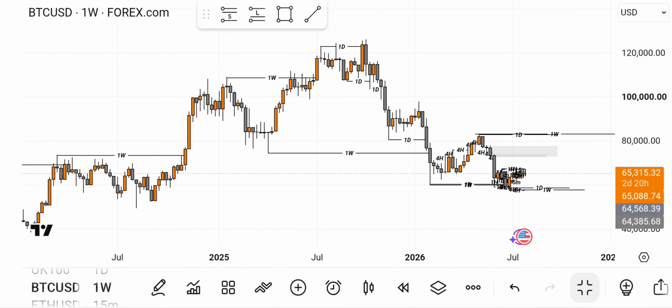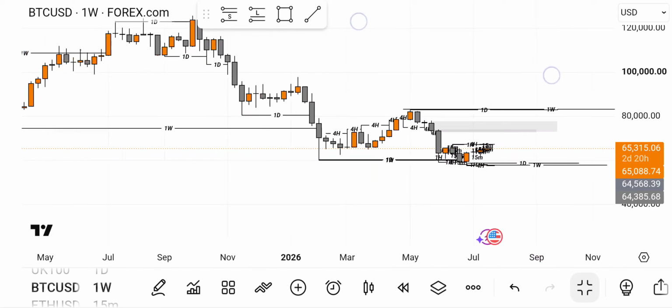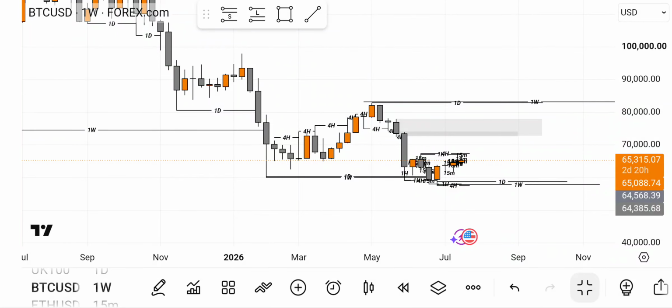Welcome everybody. So we'll be starting our chart analysis with BTCUSD on the weekly time frame. So we can see here that the weekly time frame is bearish overall. This is the most recent break of structure. This is the range high and this is the range low. So here is our range.